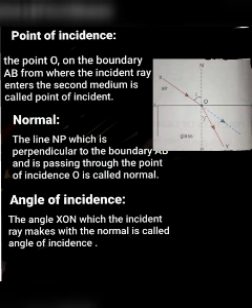Point of incidence: the point O on the boundary AB, from where the incident ray enters the second medium, is called the point of incidence. Normal: the line NP, which is perpendicular to the boundary AB and is passing through the point of incidence O, is called normal. Angle of incidence: the angle XON, which the incident ray makes with the normal, is called angle of incidence.